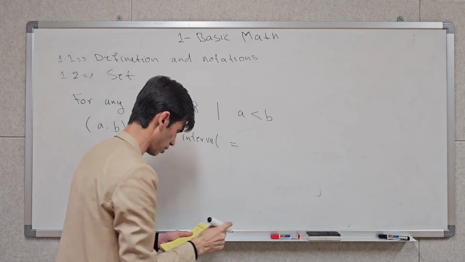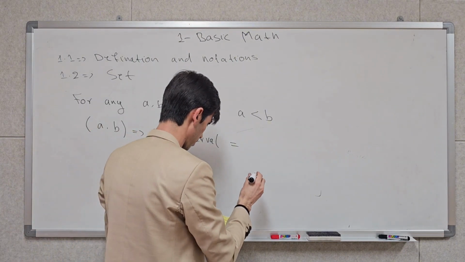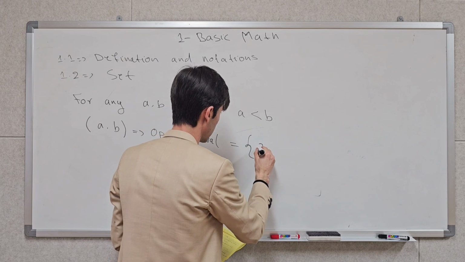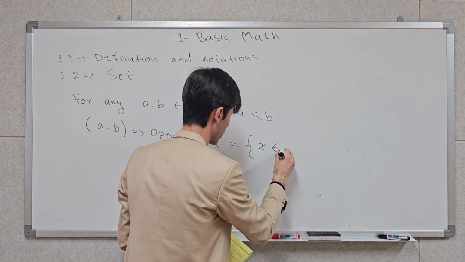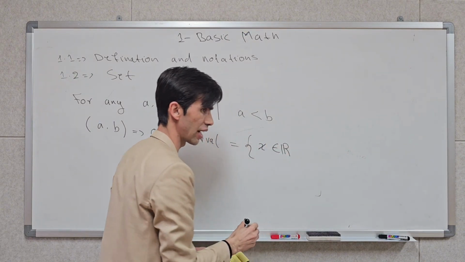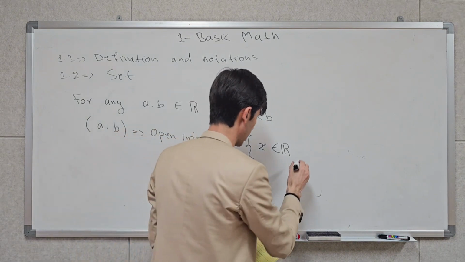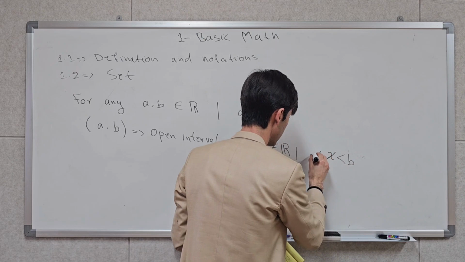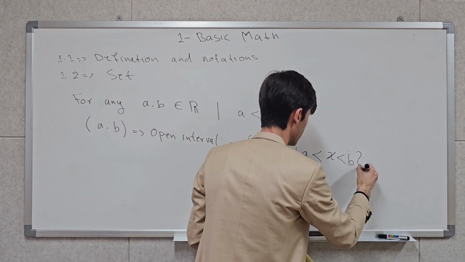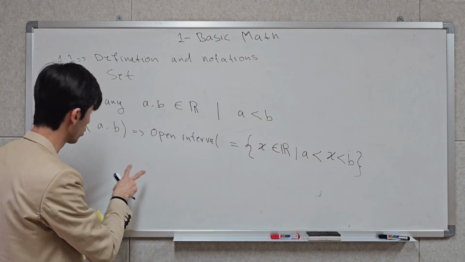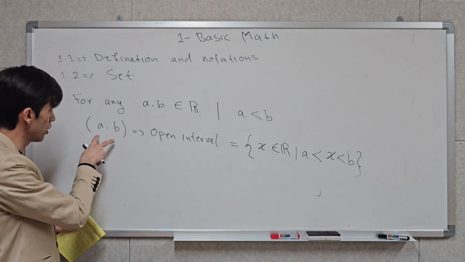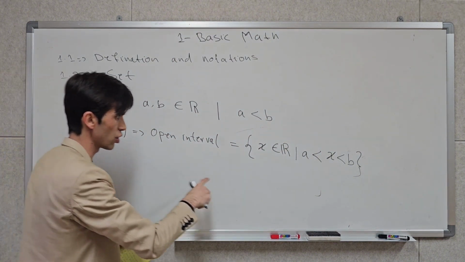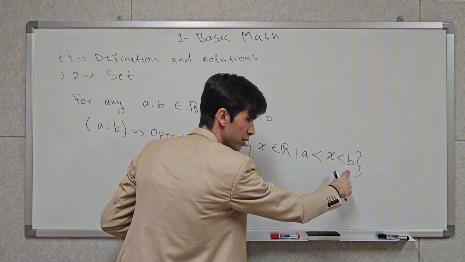And we can write it this way: X is a real number such that X is less than B and greater than A. That means it includes any values between A and B, but does not include A and B themselves.